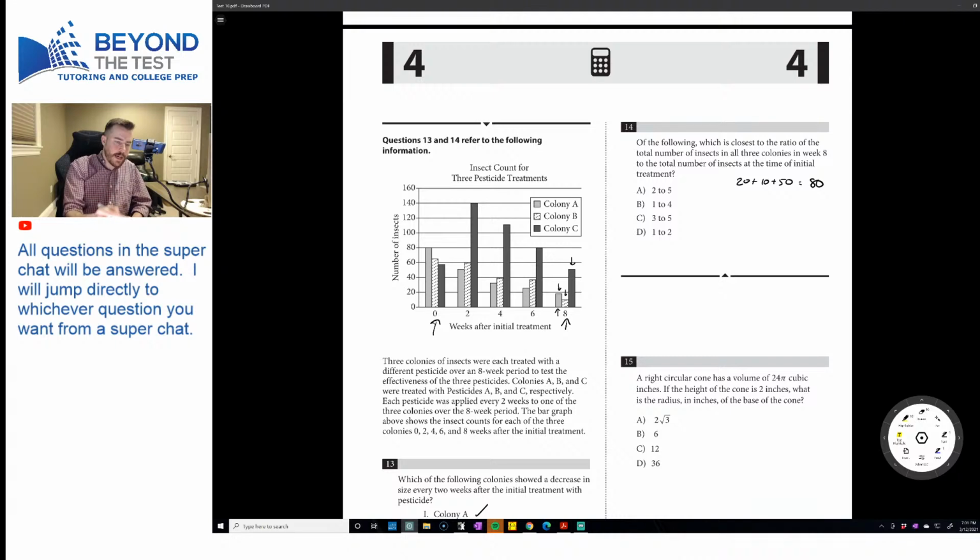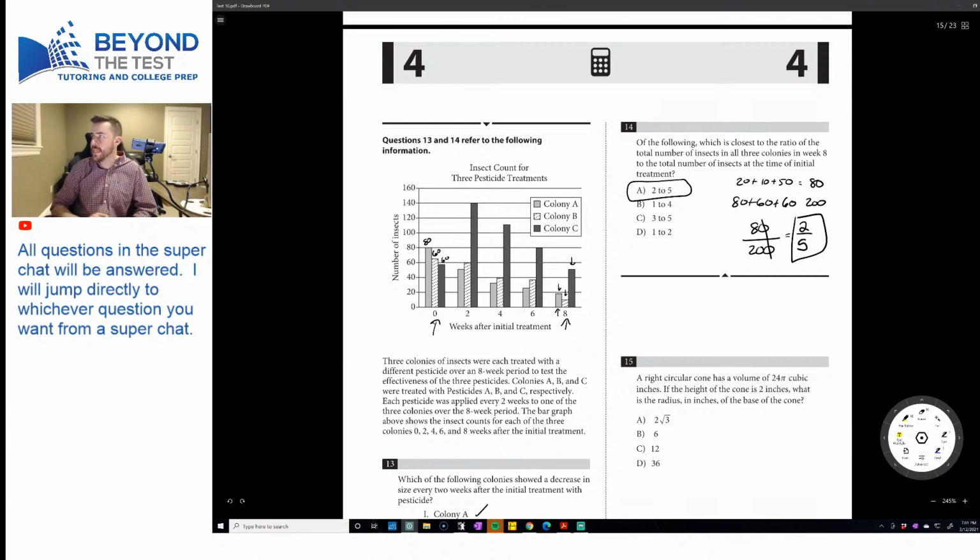And then we're going to estimate what these values would be for the initial. So this is like 80, this is close to 60, and that's close to 60. So I'm just going to make those 60. So 80, 60, and 60 would just be 200. So we're doing the ratio of week 8 to week 0 initial, which would be 80 over 200, which is the same thing as 8 over 20. And then if I divide both of those down by 4, 4 goes into 8 twice, 4 goes into 20 5 times. So that would just be 2/5 or 2 to 5, choice A.